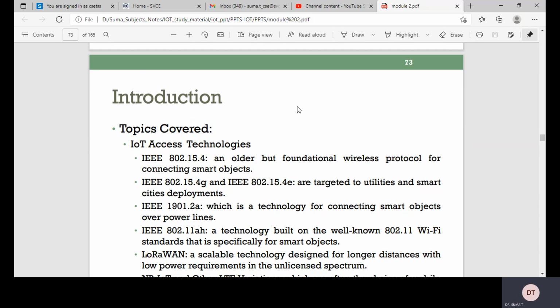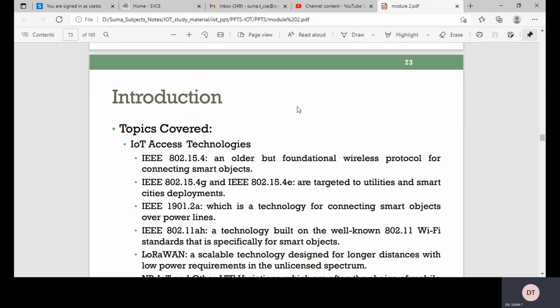As I told, the IEEE standard 802.15 series is a fundamental wireless protocol for connecting the smart objects. One thing you have to remember is that there are many more IoT technologies in the market today than we can discuss here. This particular section is going to focus on the ones that have the strongest foothold.